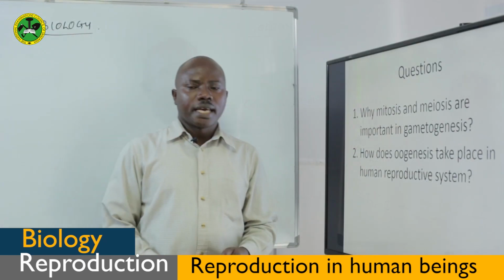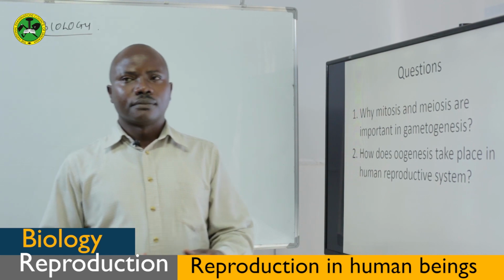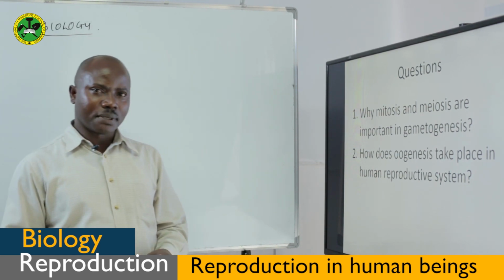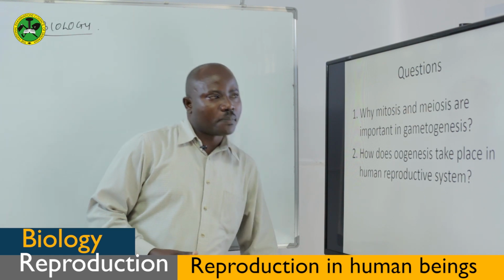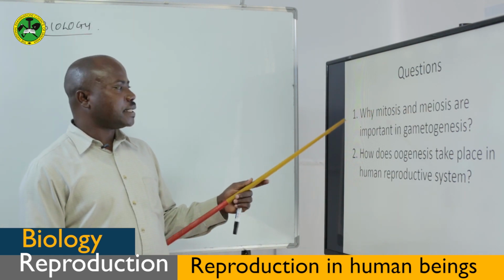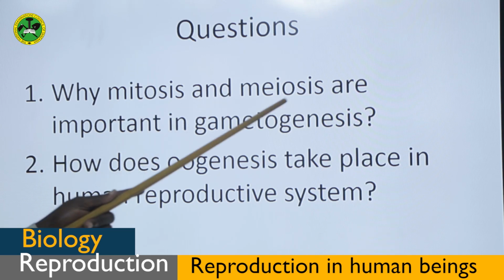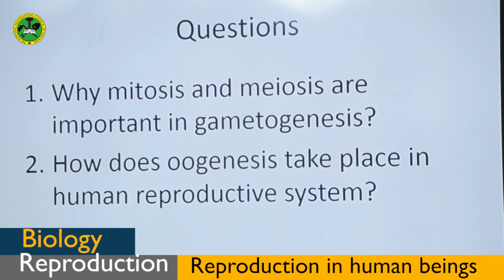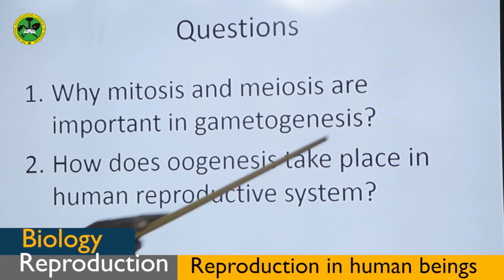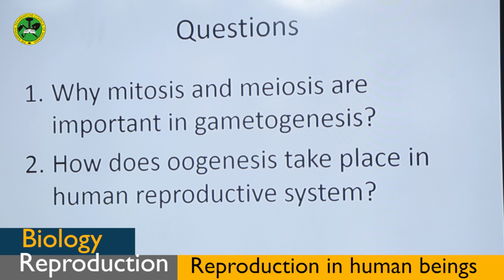Don't go away. Dear students, welcome again to this interesting presentation. The first question I have prepared reads, why are mitosis and meiosis important in gametogenesis? The second question asks, how does oogenesis take place in the human reproductive system?